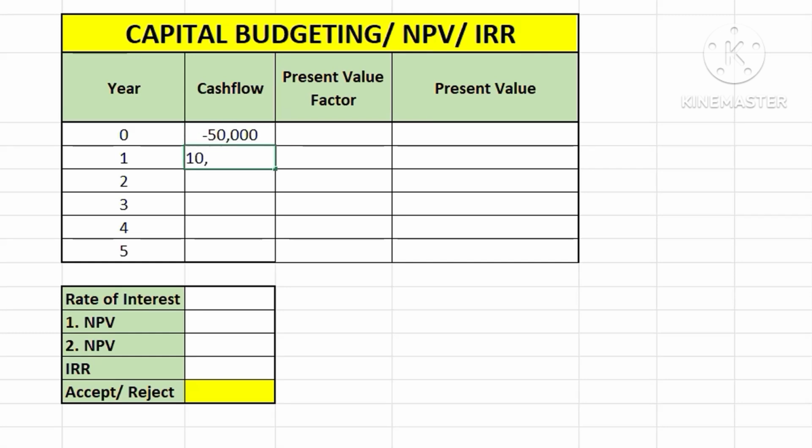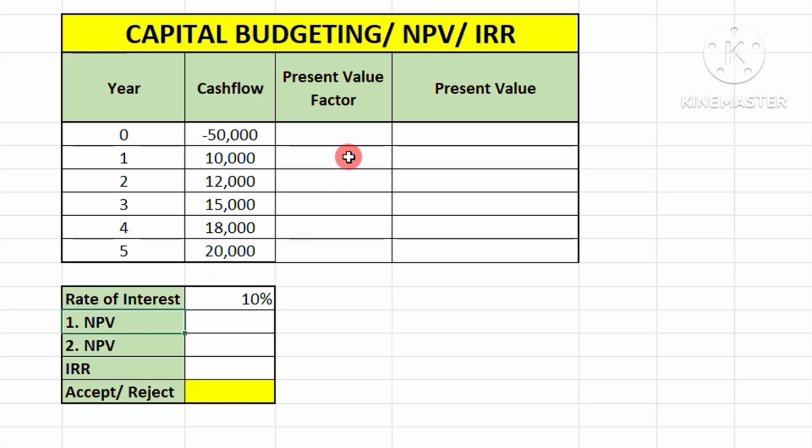So in the year 0 we'll write minus 50,000, and in the first year a company is going to expect 10,000 of income, second year 12,000, third year 15,000, in the fourth year 18,000, and 20,000 in the fifth year. Now for NPV we need the rate of interest, or you can say present value factor, which in this given example I am assuming 10%.